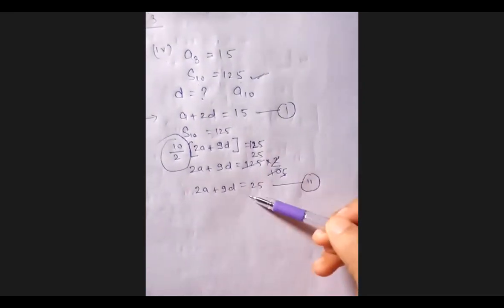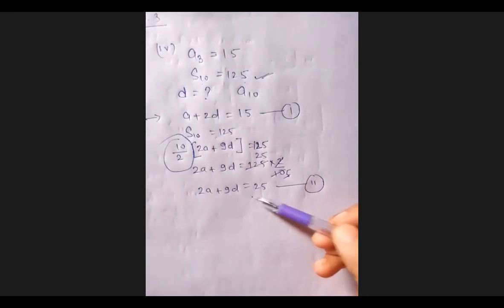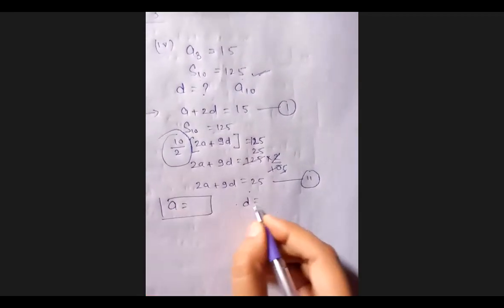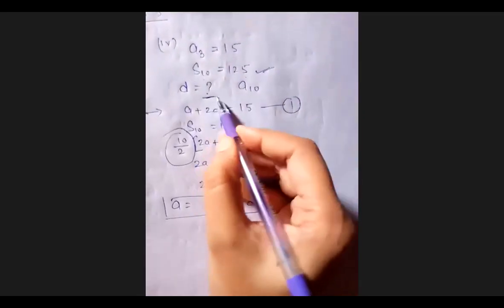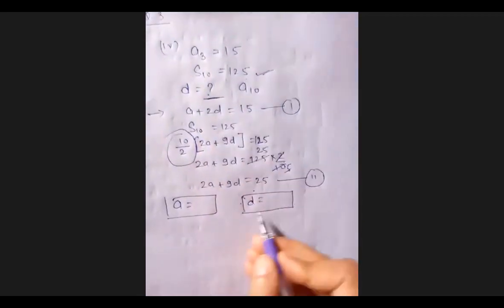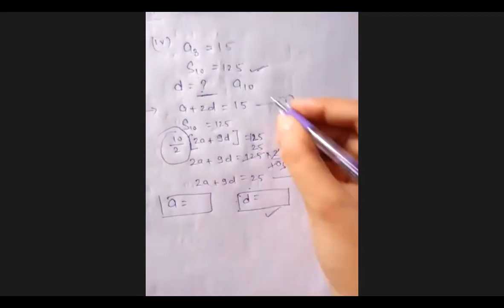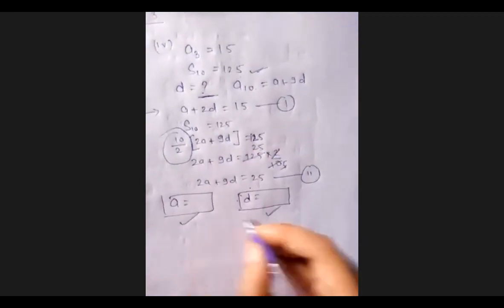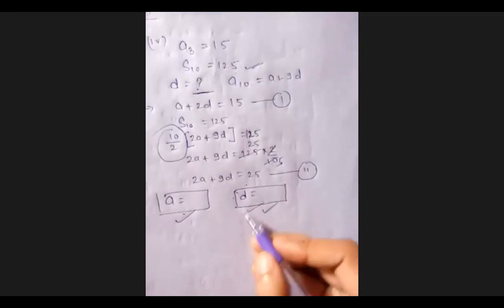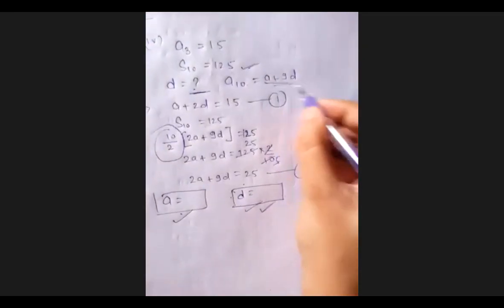So you have the first and second equation, and by elimination or substitution method, you will find a. You will find the value of a and the value of d, right? When the values of a and d are found, then what did the question ask? D. What is the value of d? So obviously whatever you find for d, that is the value of d. And A10 you know is a plus 9d. So with the help of this equation you have the value of a as well as d. You will put both values here and you can find the tenth term. Is this clear?